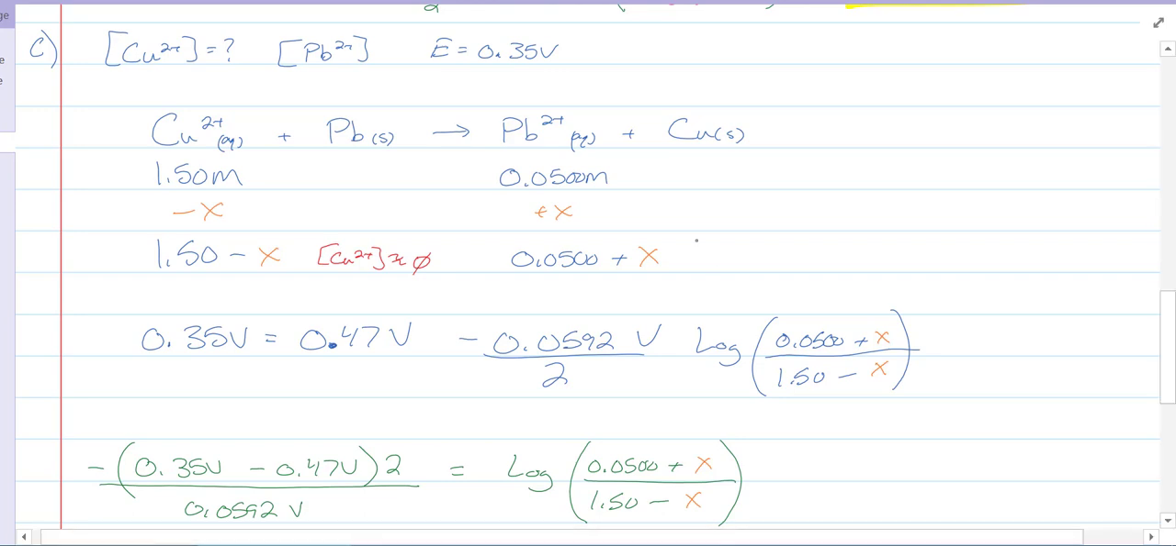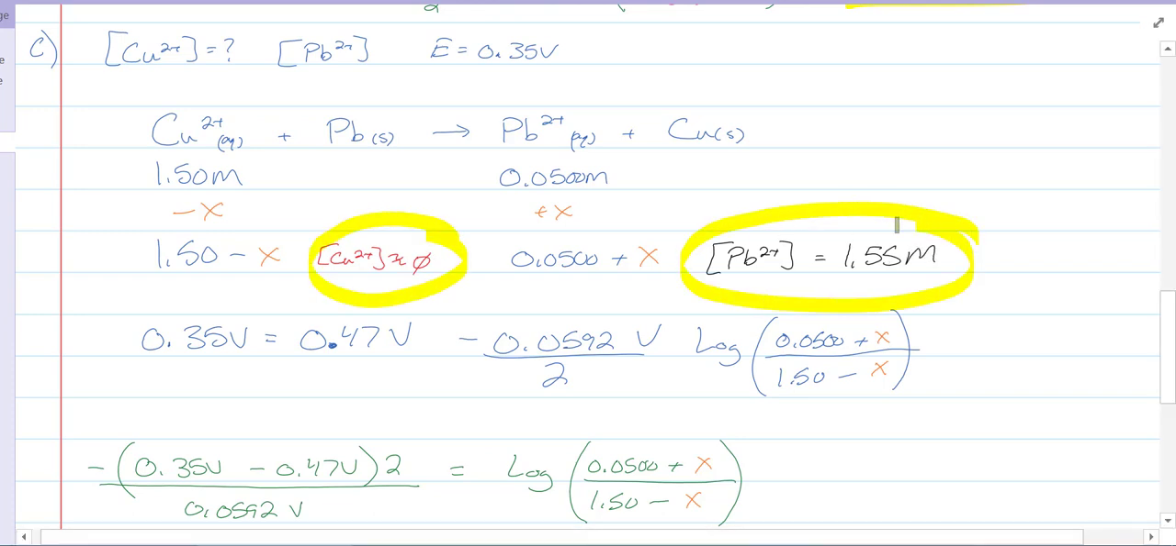And for lead, the concentration of lead would be 1.55 molar. And that would be our concentrations for our cell, which means our cell is practically done. Right. Now, is there still technically copper in the solution? Yes, but not very much at all. Okay, next one.